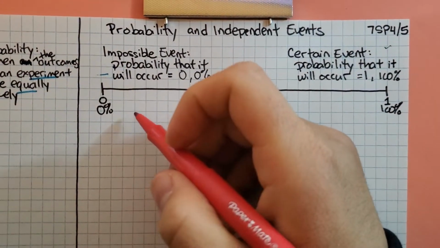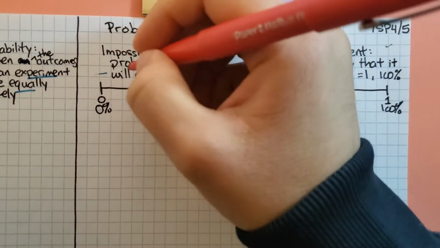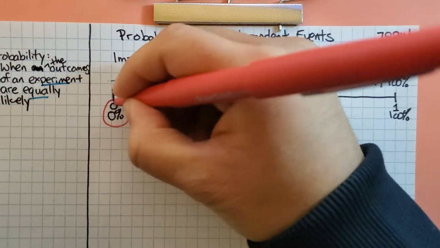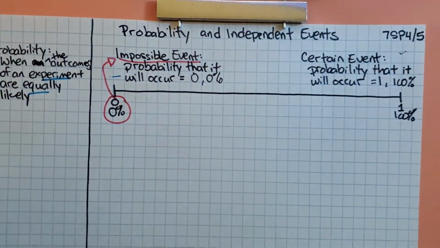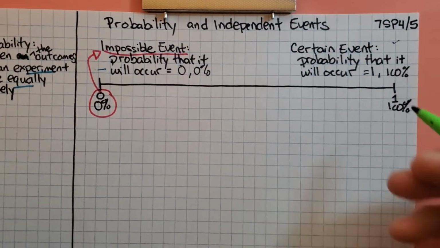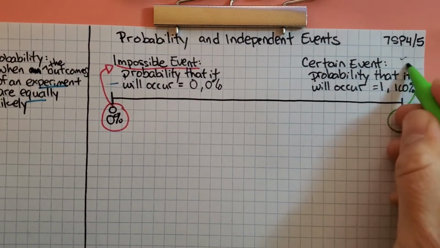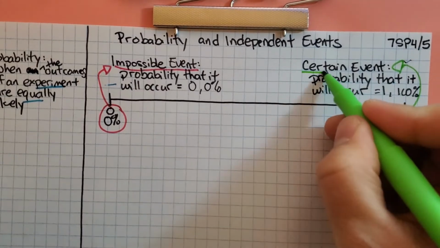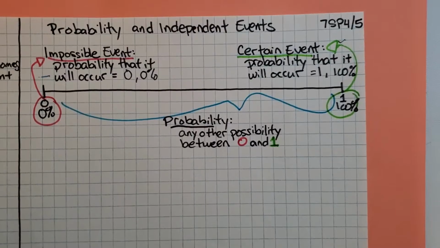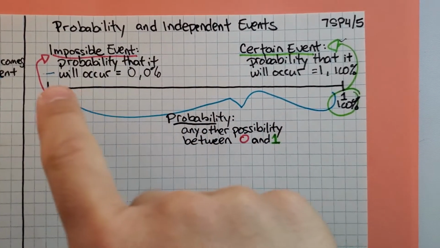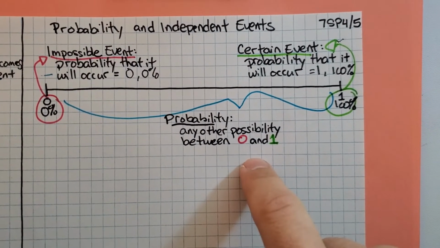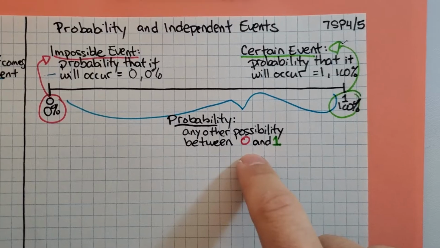So on a number line, an impossible event would be here, and a certain event would be here. So we are also looking at all the numbers in between as being possibilities between 0 and 1.